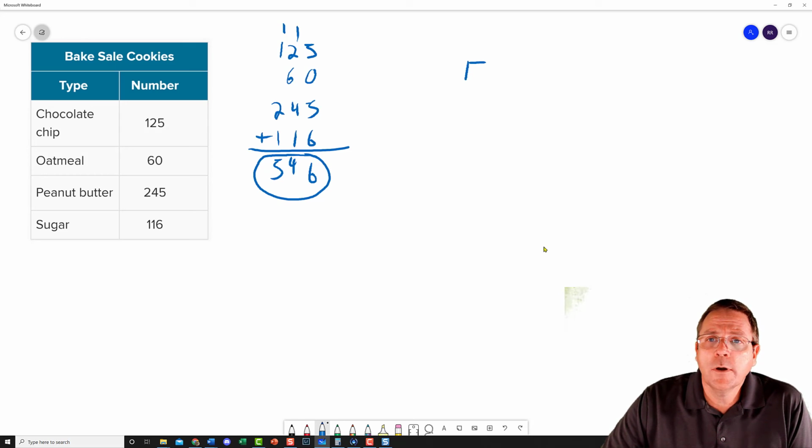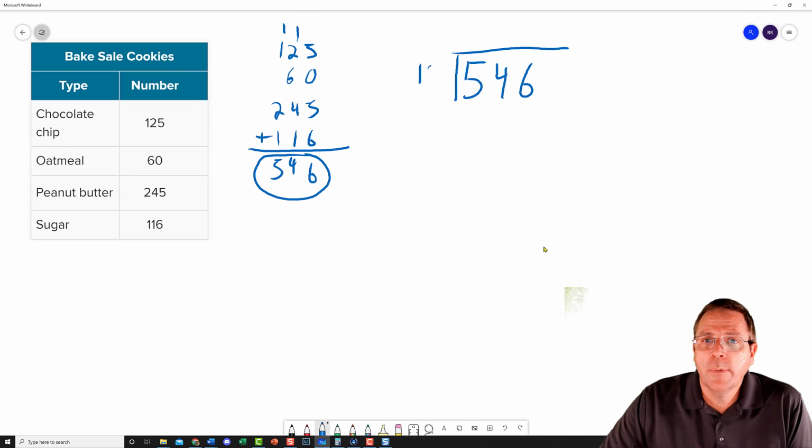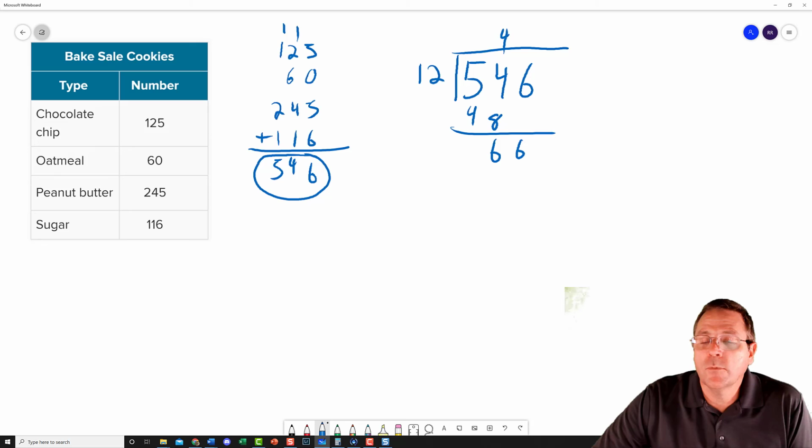It's not the answer, but it is an important sub-answer. From here, we're going to take 546 and divide it by 12. We're dividing all the cookies into bags of 12 cookies. 12 goes into 54 4 times, which is going to be 48. Subtract that out, you get 6 left over. Bring down the 6. 12 goes into 66. Uh-oh, we're going to have some cookies left over.